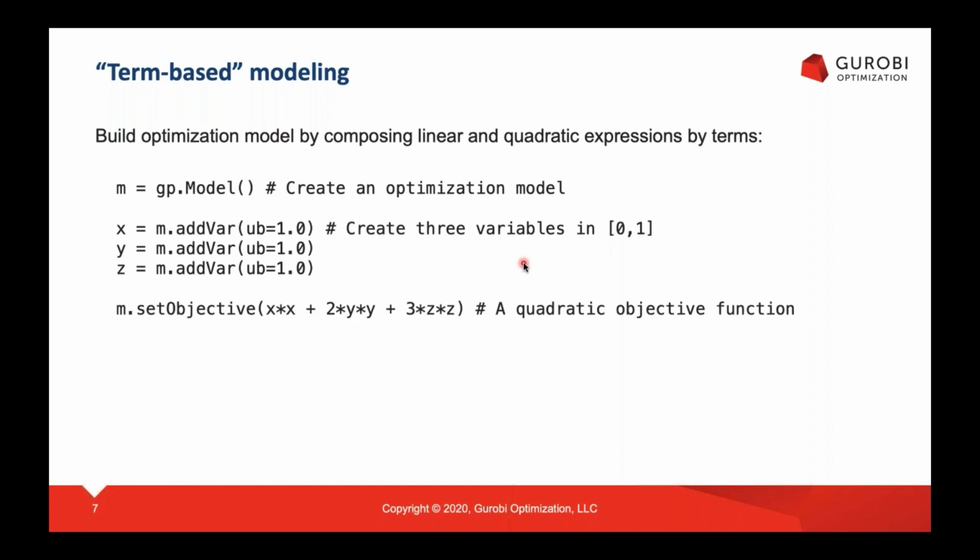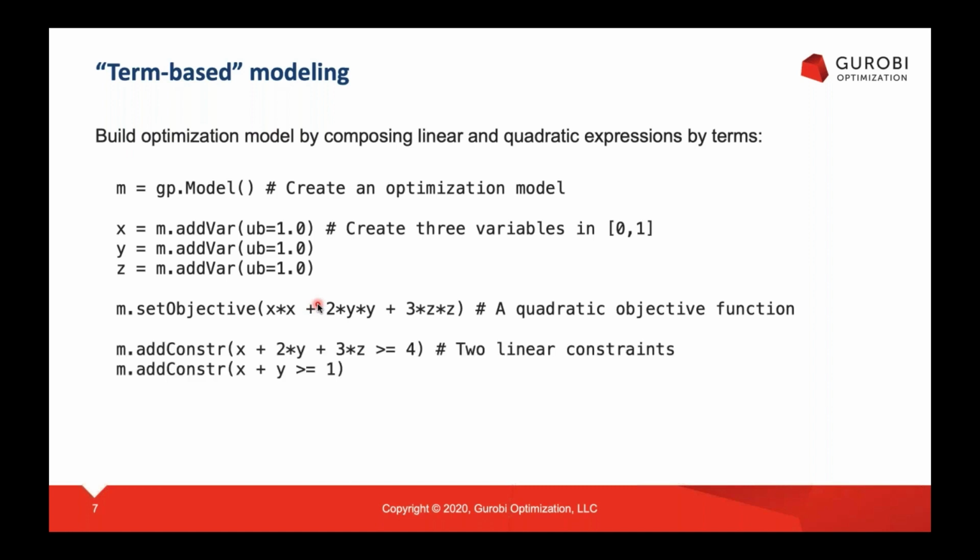And then you can do the following. You can say, okay, my objective function should be x times x plus 2 times y plus 3 times z squared. So you see, we have expressed our objective function in algebraic terms using operations like multiplication and addition. And this is what I refer to as term-based modeling in this webinar. And of course, the same works for adding constraints. So here you have m.addConstr, x plus 2y plus 3z greater or equal than 4, and another constraint. So that's pretty natural. You can express it exactly as you would write it on paper. And if you're used to thinking in terms, this is the right approach to follow in Gurobipy.